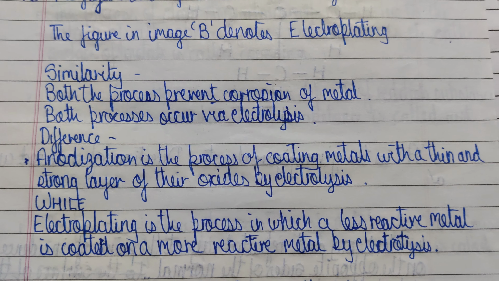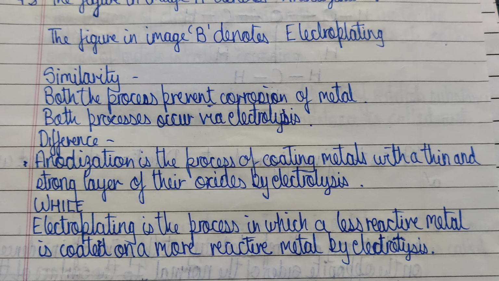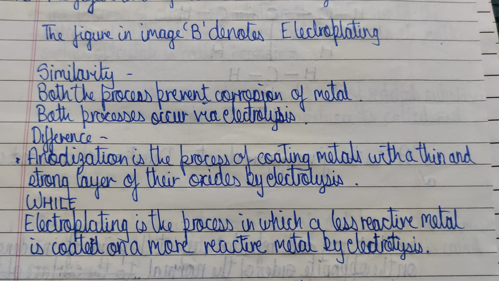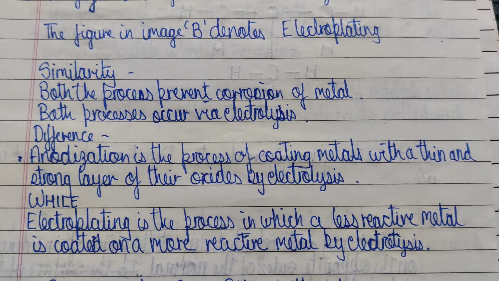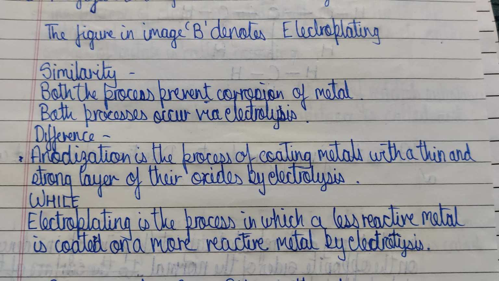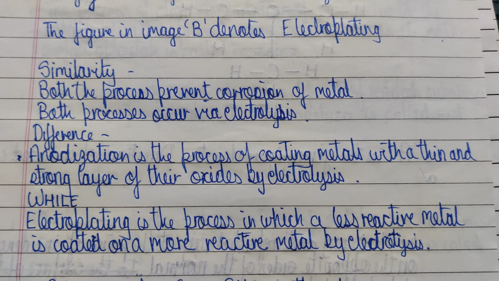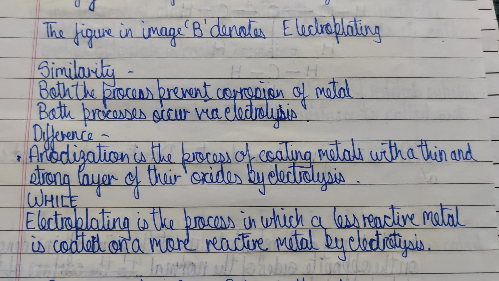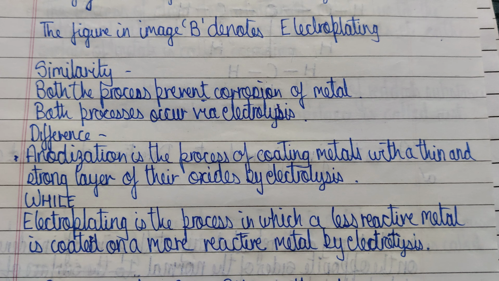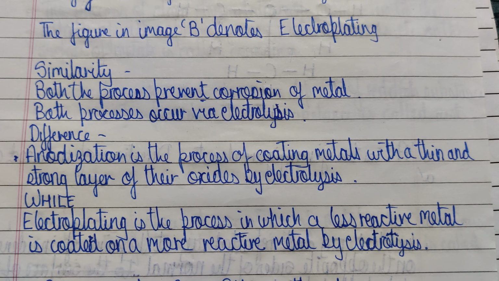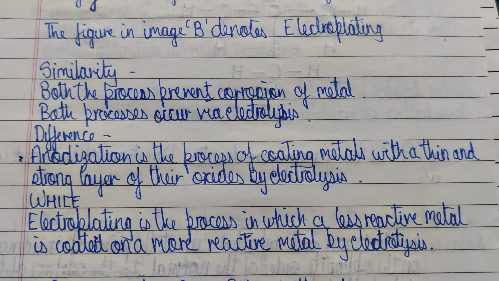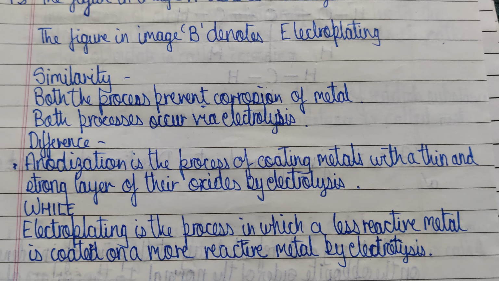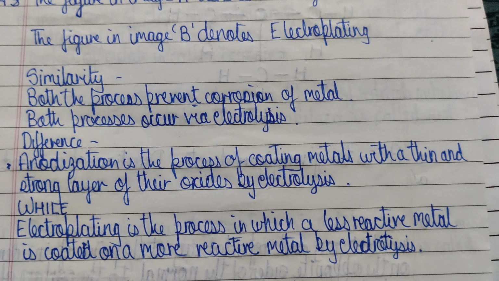The difference: anodization is the process of coating metals with a thin and strong layer of their oxides by electrolysis, while electroplating is the process in which a less reactive metal is coated on a more reactive metal by electrolysis.